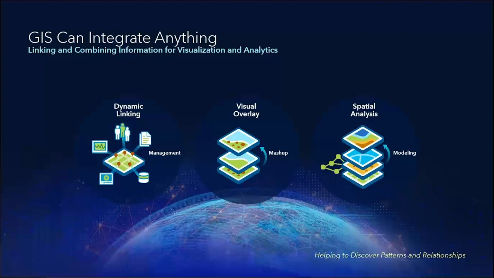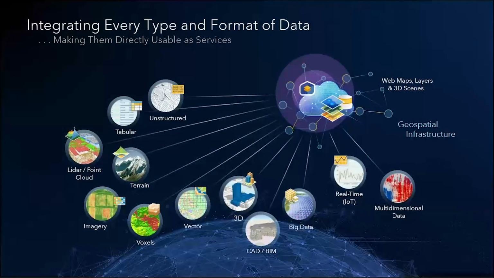WebGIS can integrate anything through dynamic linking. Everything on the web through visual overlays, like mashups. And we can distribute that through spatial analysis, bringing content in from multiple places, then doing modeling to understand our world. ArcGIS integrates many types of data to help solve today's problems, whether unstructured data, imagery, 3D, or more pertinent for this webcast, real-time data. ArcGIS provides us the framework for decision-making.